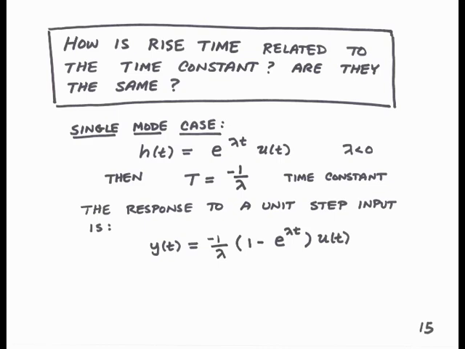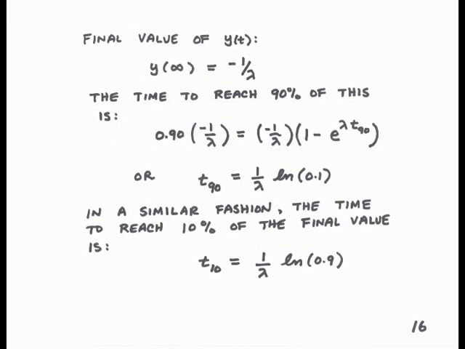Using this unit step response, we can then find how long it takes to get to 10% and 90% of the final value, and then compute the rise time. The final value of y of t is minus 1 over lambda. The time to reach 90% of this will be given by this equation. 0.9 times negative 1 over lambda equals negative 1 over lambda times 1 minus e to the lambda t90. This is just using the step response equation and plugging in for 90% of the final value.